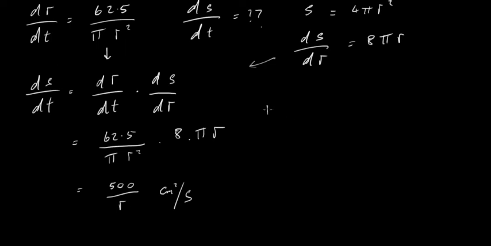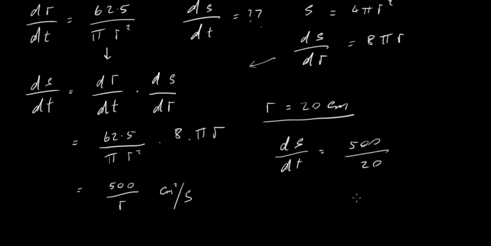However, we're told that the radius is equal to 20 centimeters. That means dS/dt is going to be equal to 500 over 20. So that gives us 25 centimeters squared per second. Okay, so that's that one done. Let's move on to the next one then.